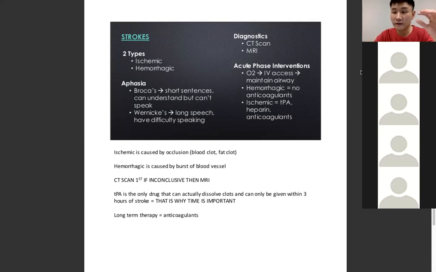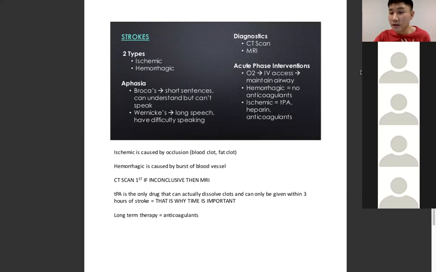If we use the course of treatment for someone who has an ischemic stroke on someone who has a hemorrhagic stroke, this will kill the patient. You kill the patient. So we have to know what type of stroke the patient has.